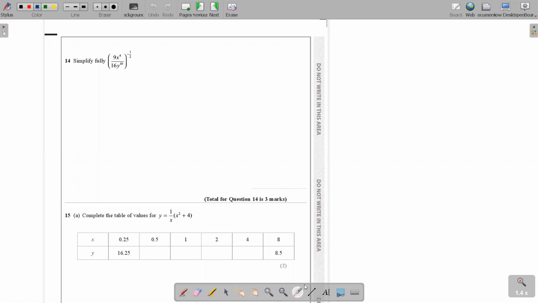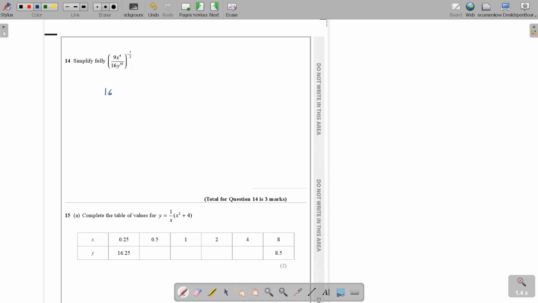Okay, so question number 14. Simplify fully (9x to the power 4 over 16y to the power 10) to the power of minus half. So when you have a negative power, the recommendation is first you deal with the negative power. How? You need to just simply turn the whole thing inside of this bracket, take the reciprocal, turn it upside down, and the negative power immediately becomes positive.